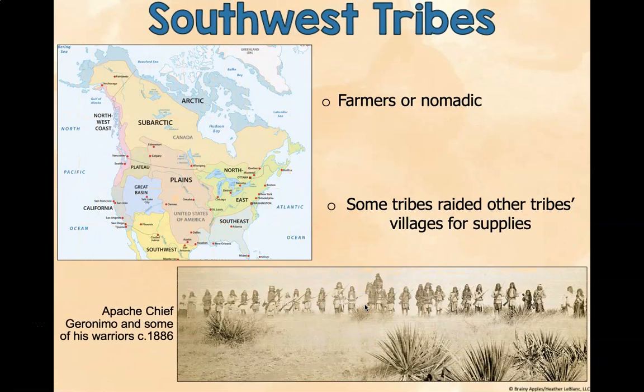You also have your Southwest tribes. So this is your Southwest. All right. So again, the Southwest tribes were either farmers or nomads. Some tribes raided other tribes' villages for supplies. And if you look here, this says the Apache chief Geronimo and some of his warriors in 1886.